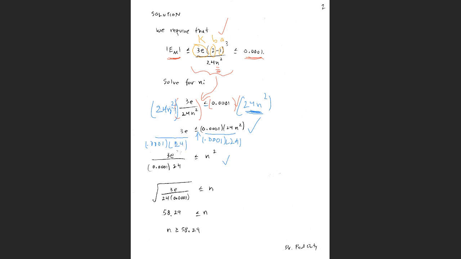We end up getting n squared is greater than or equal to 3e over 0.001 times 24. Now we have to solve for n. We haven't solved for n yet. Okay, so naturally, take the square root of both sides of the inequality. The square root of n squared is n. n is greater than or equal to the square root of 3e divided by the denominator 24 times 0.001. That means n is greater than or equal to 58.29.